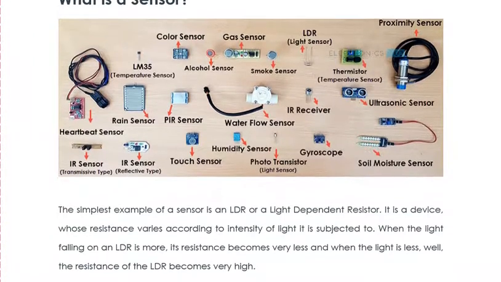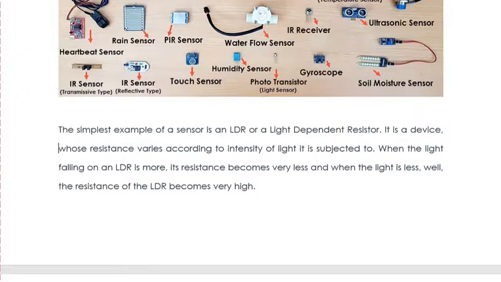Okay, so the simplest example of a sensor is an LDR or light dependent resistor. Very familiar ko with LDR because in our electronics subject before, yung gamit ko niyang LDR for a project sa Electronics 1. It is a device whose resistance varies according to the intensity of light it is subjected to. When the light falling on the LDR is more, its resistance becomes very less, and when the light is less, the resistance of the LDR becomes high.